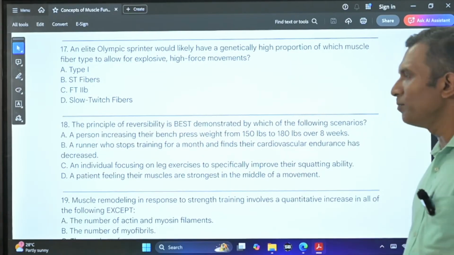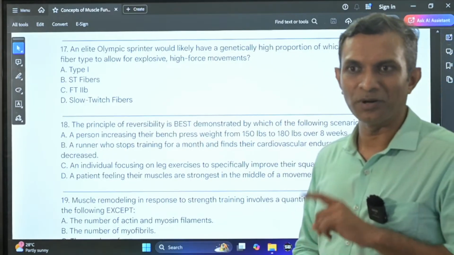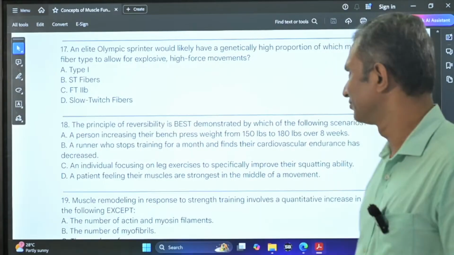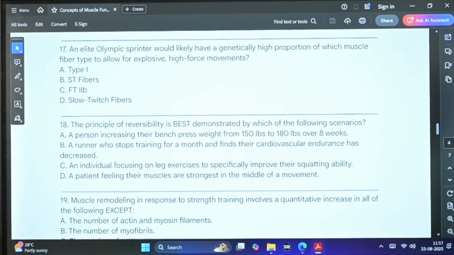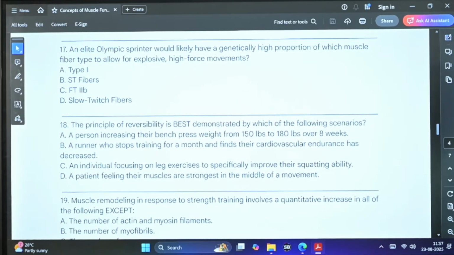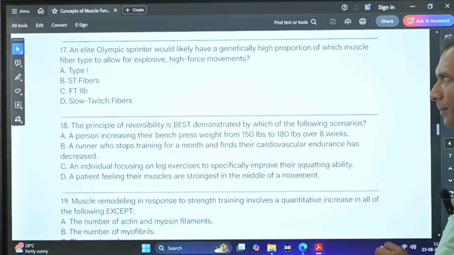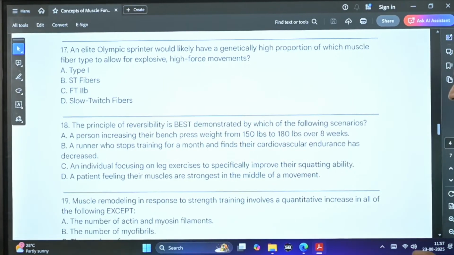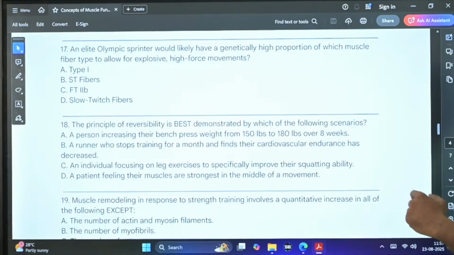An elite Olympic sprinter. The key is an elite Olympic sprinter. would likely have a genetically high proportion of which muscle fiber type to allow for explosive high force movements? A, type 1 muscle fiber. B, slow twitch muscle fiber. C, fast twitch 2B muscle fiber. D, slow twitch muscle fiber.